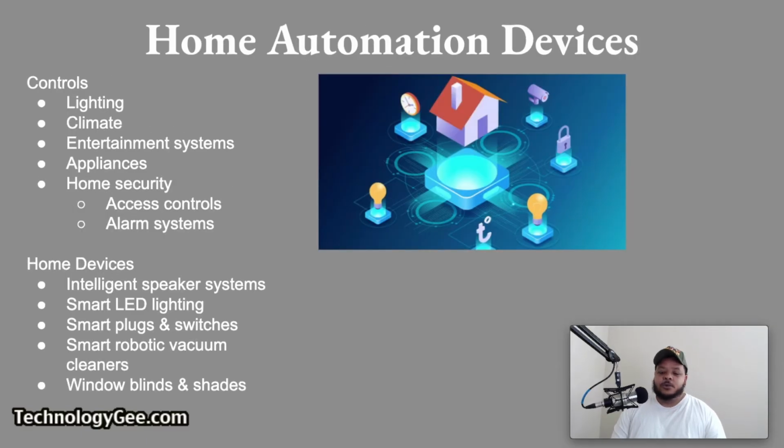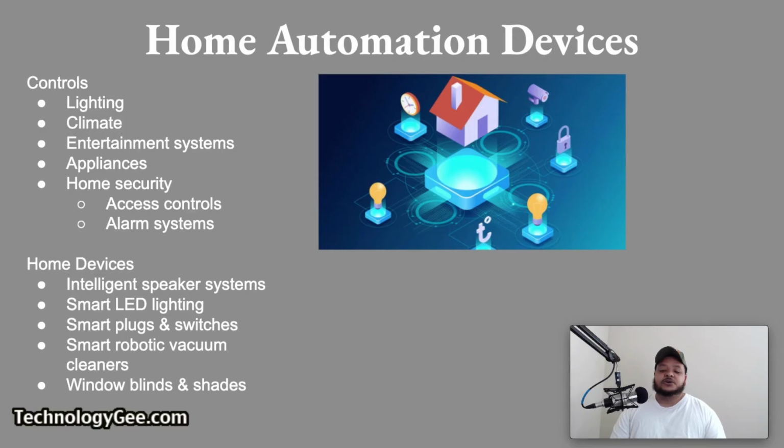Let's talk about home automation devices. A home automation system will control lighting, climate, entertainment systems, and appliances. It may also include home security, such as access control and alarm systems. When connected with the internet, home devices are an important constituent of the Internet of Things.